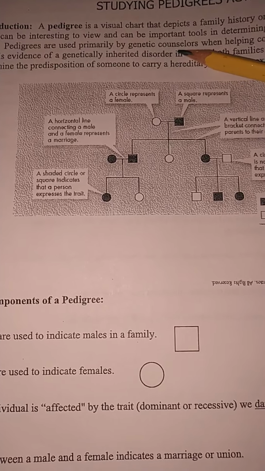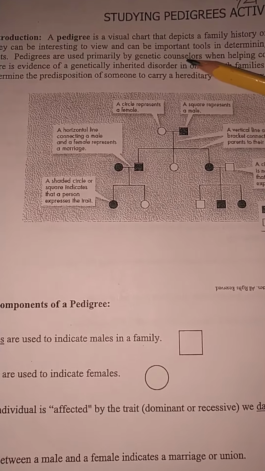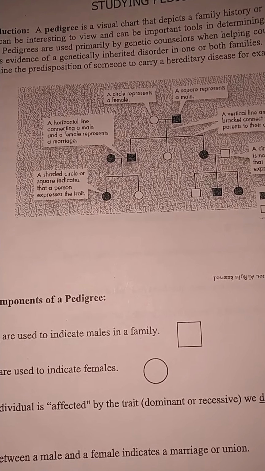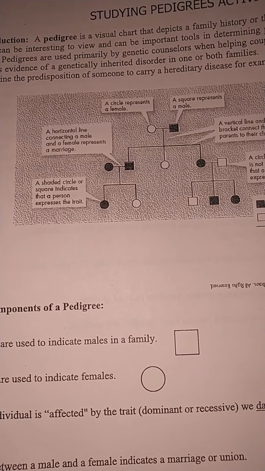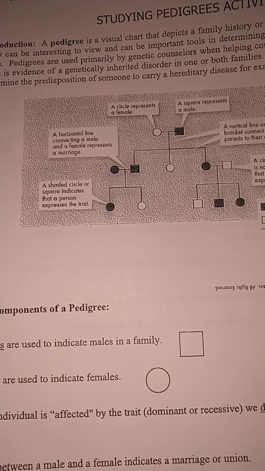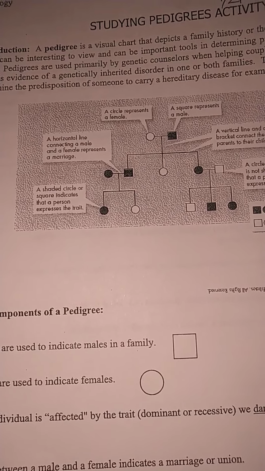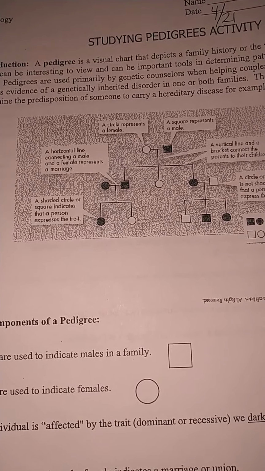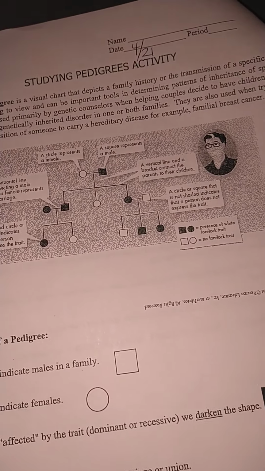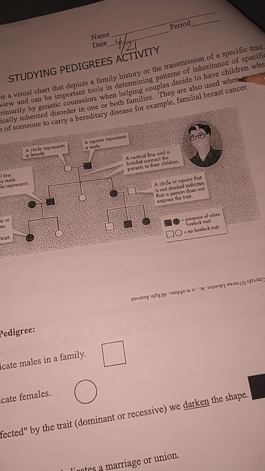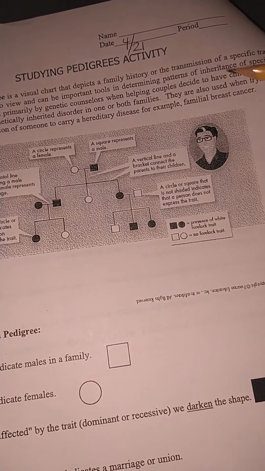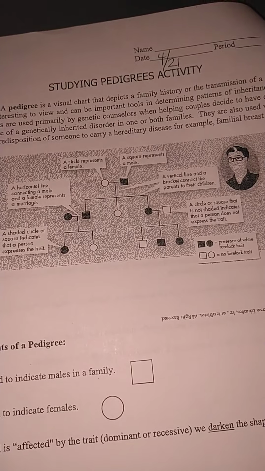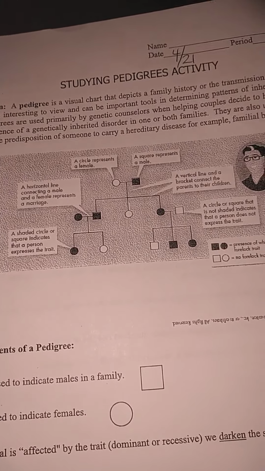Pedigrees are used primarily by genetic counselors, which is an interesting career to look into, when helping couples decide to have children when there is evidence of genetically inherited disorders in one or both families. They are also used when trying to determine the predisposition of someone to carry a hereditary disease. For example, familial breast cancer. So that's breast cancer. There's a gene for it, and sometimes that gene can be passed through a family, and then you'll end up with several family members that have breast cancer or related cancers there. So they can use a pedigree to trace that.